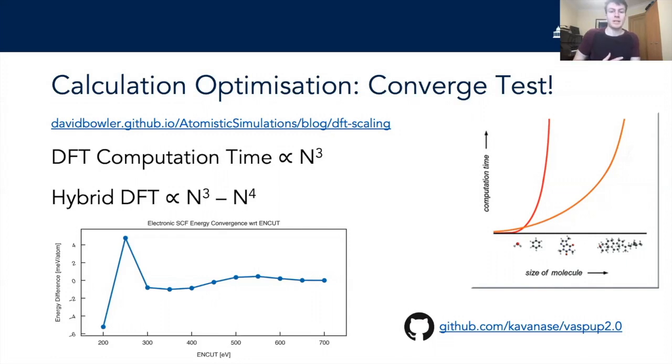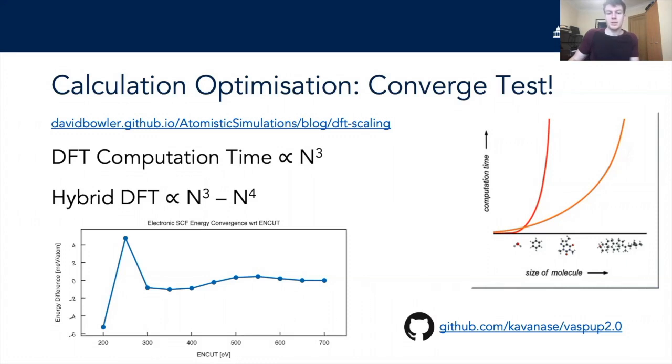But the general point is that DFT calculations scale approximately cubically with respect to system size. So if you double the size of your unit cell, the calculation will take approximately 8 times as long with the same number of cores. In fact, this scaling is typically worse, sometimes closer to quartic scaling, i.e. to the power 4, for hybrid density functional theory due to the inclusion of Hartree-Fock exchange in the calculation.